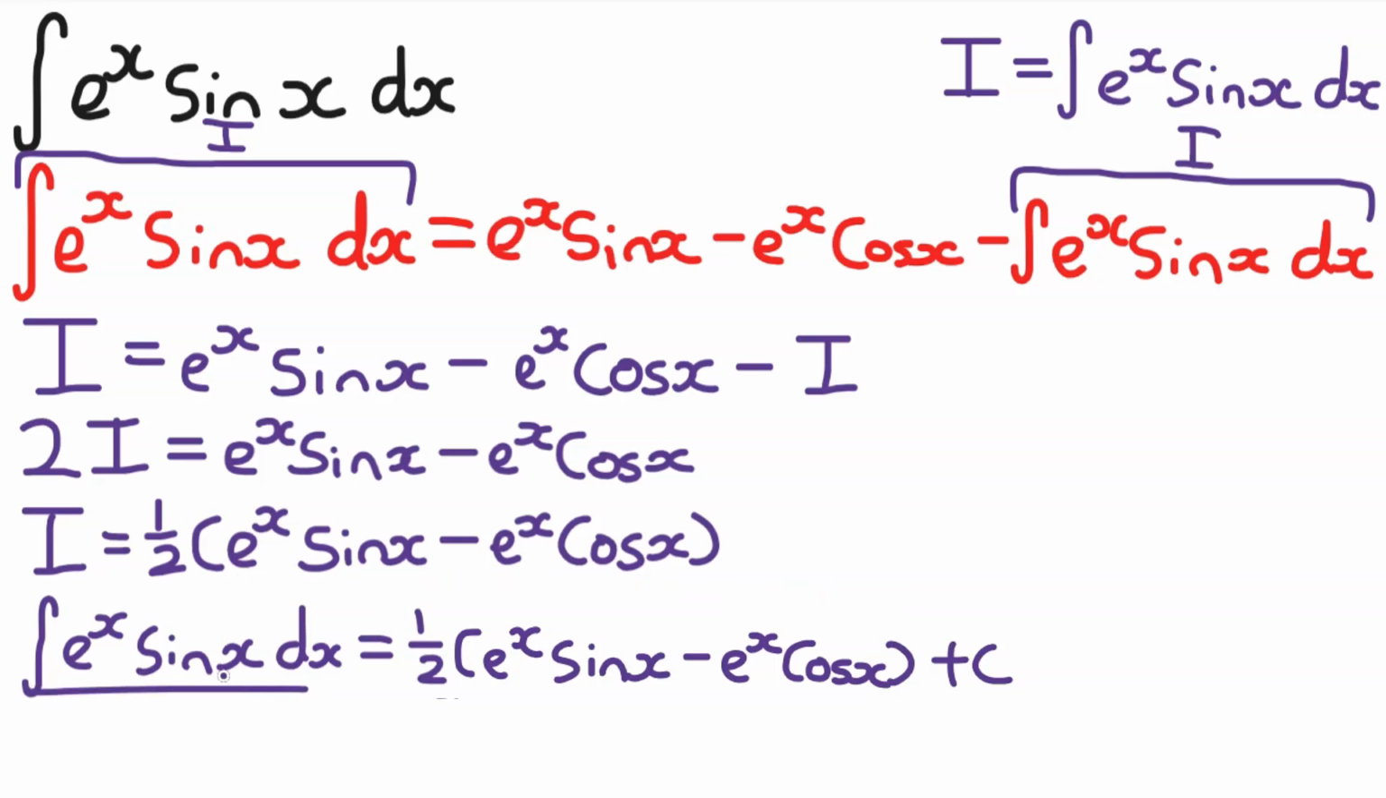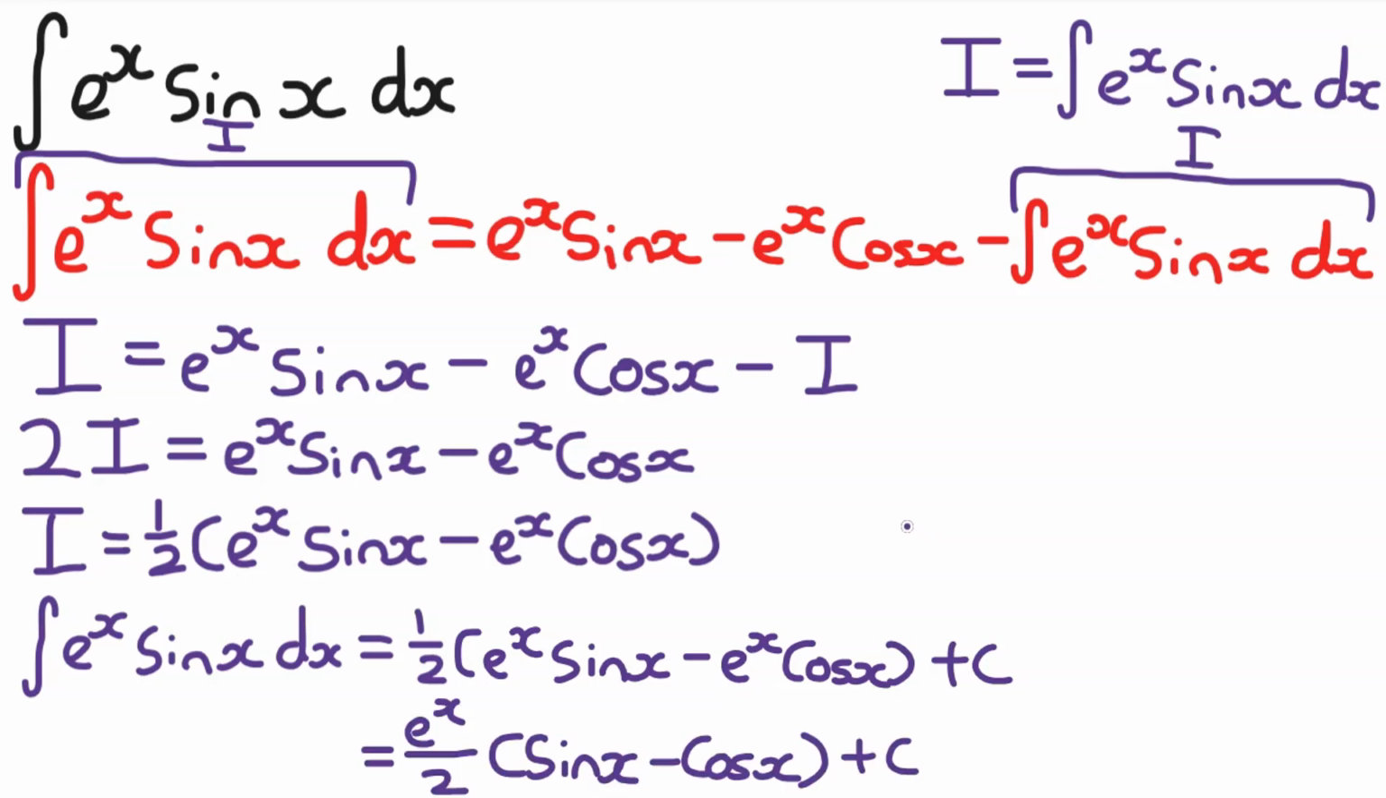The integral of e to the power of x sin x dx is equal to this half e to the power of x sin x minus e to the power of x cos x, and then remember a plus c on the end. What you can also do is, because e to the power of x is present in both the terms, you can factorize this out and write it as e to the power of x over 2 sin x minus cos x like this, and then plus c.